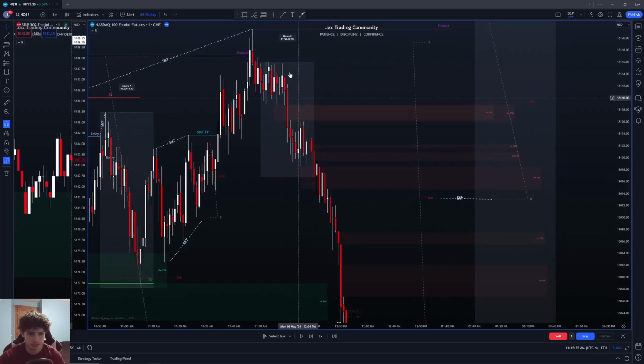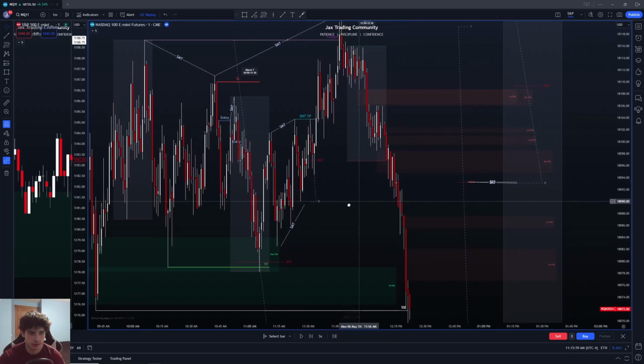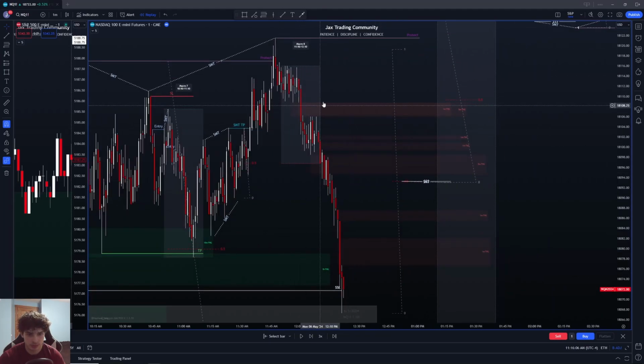You can see we just sold off all the way down. So right here, great example. This macro right here reversed the move. And the whole move doesn't have to happen in the macro. It can just start the move. So this started the move down.